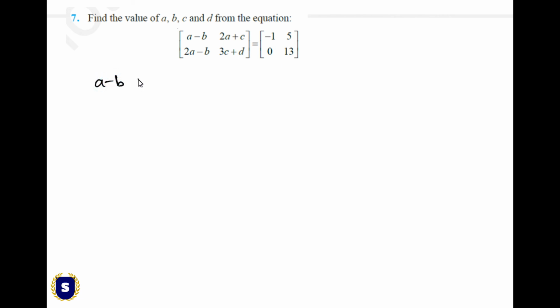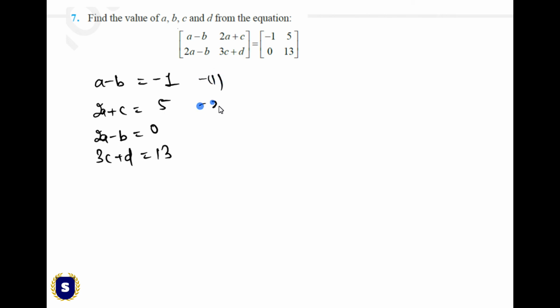a minus b is equal to minus 1, comparing a11 on both the sides. Then 2a plus c is equal to 5, comparing a12 on both the sides. Similarly, 2a minus b is equal to 0, and 3c plus d is equal to 13. Equation number 1, equation number 2, 3 and 4.